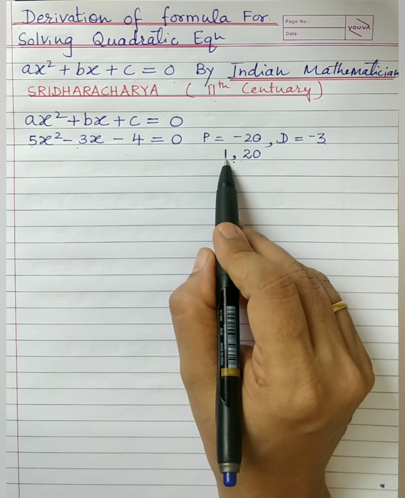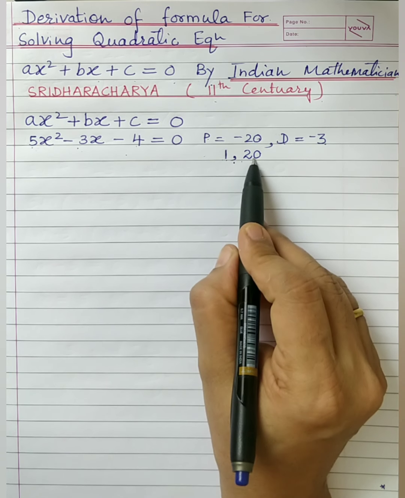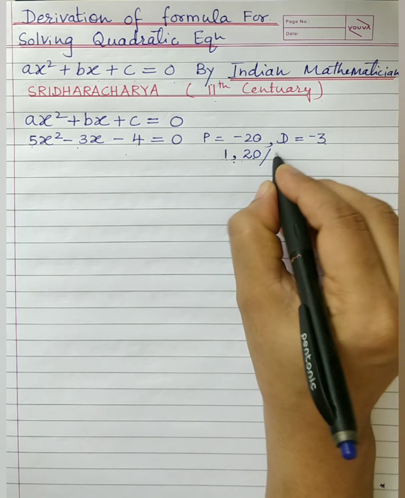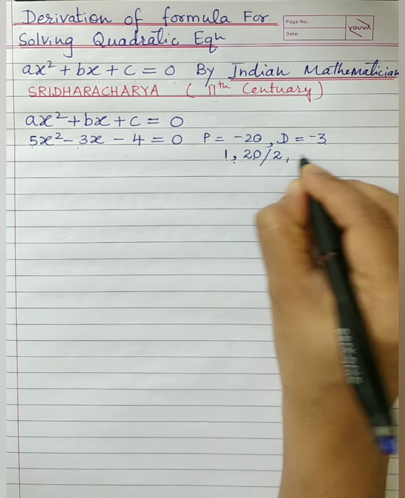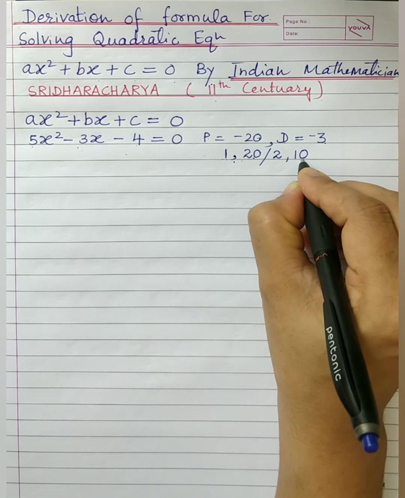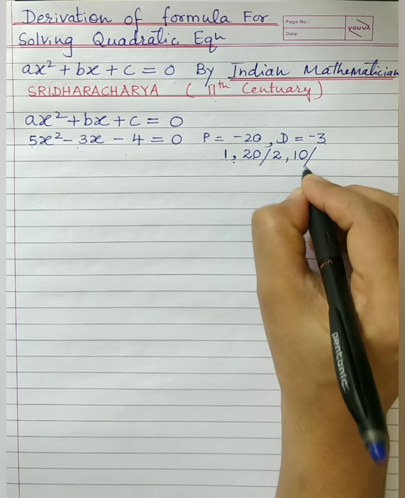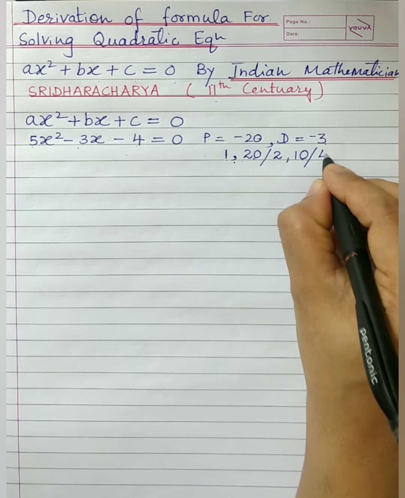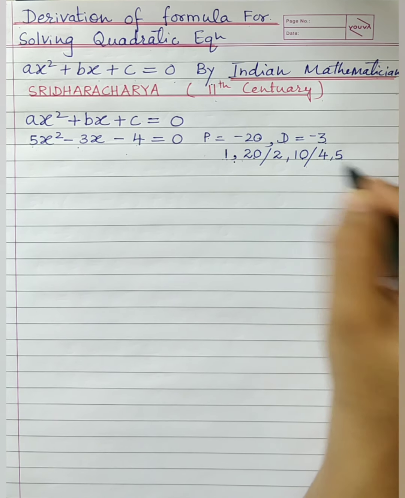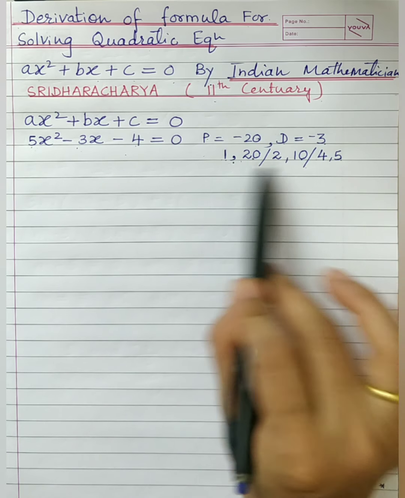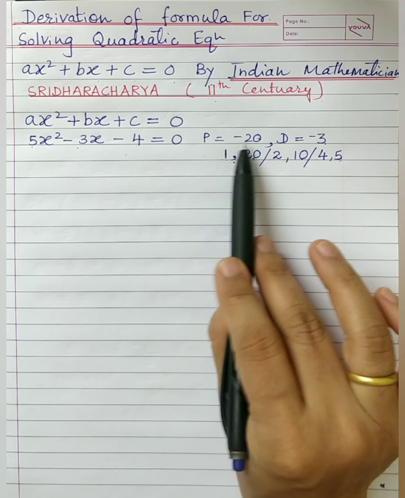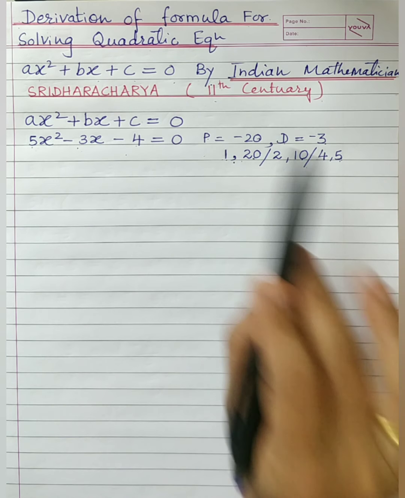So the first pair comes as 1 and 20. What is the difference of 1 and 20? It is 19 or minus 19. We cannot take it. Okay. The second possibility is what? 2 and 10. 10 2s are 20. Difference is what? 8. Again not satisfying. Forget it. After that 4 and 5. You know this is the last pair. 4 5s are 20. And the difference is what? 1. So it is very difficult for us to find the two numbers whose product will be negative 20 and difference will be minus 3.